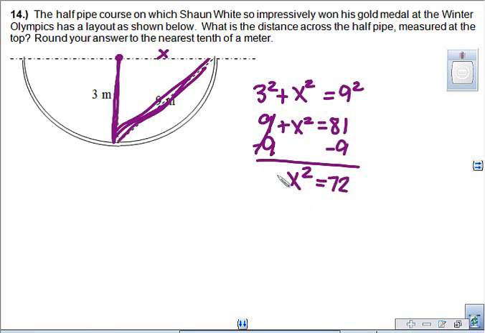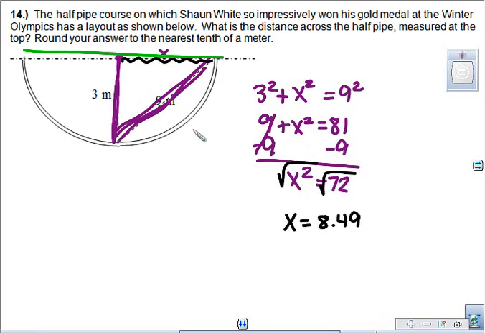Take the square root. And that distance is about 8.49. Now, that's right here. A lot of y'all would choose that. If you had a multiple choice test, a lot of times they are tricky, and this would be an answer choice and you think you got it right and you'd actually get it wrong because you just didn't go the extra step. They want to know the distance all the way across the half pipe.